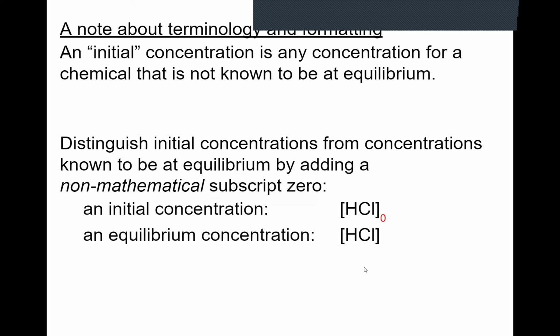Whereas an equilibrium concentration is simply the substance's formula in brackets. Anytime you see a substance's formula in brackets and no notation outside the brackets, then you have to assume it's an equilibrium condition. So if we just write it like this, then it's known to be at equilibrium. If we mean an initial concentration, we've got to put in a non-mathematical subscript 0 outside.